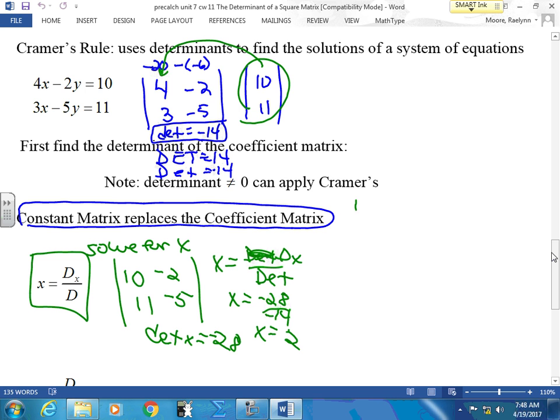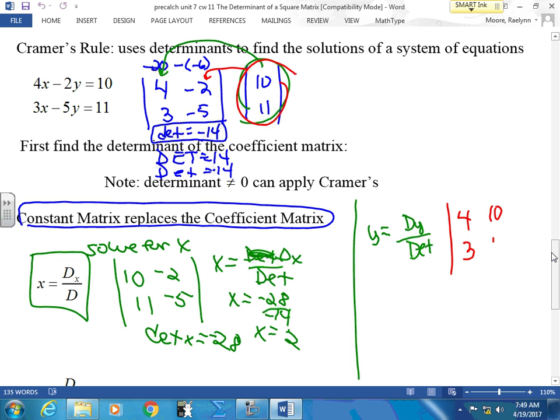Okay. Then we're going to do the same for y. We're going to take your determinant of y over your main determinant. So we're going to take this y column, go back to your original one, and just replace this. Don't forget to go back to your original one. 4 and 3 are back, and now this column is 10 and 11. You're going to find your determinant, which is going to be a positive 14, and we're just going to put it into this. 14 over negative 14, and this gives me negative 1.